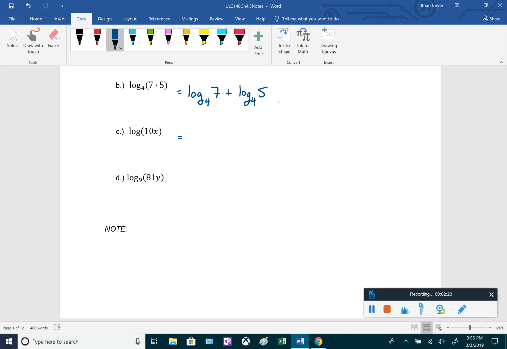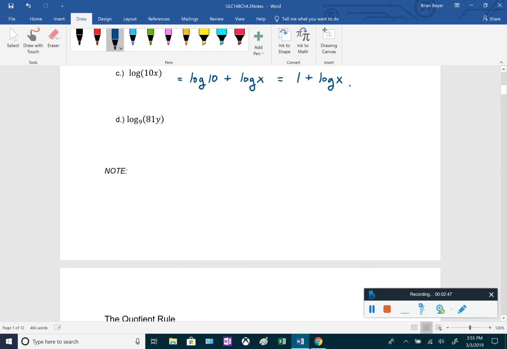Okay, next one, log of 10x. So 10 times x, we can separate it. That's log of 10 plus log of x. Let's actually simplify this a little bit more. Log of 10 is equal to 1, because log without a base written is log base 10. Log base 10 of 10 equals 1, so that's 1 plus log x.